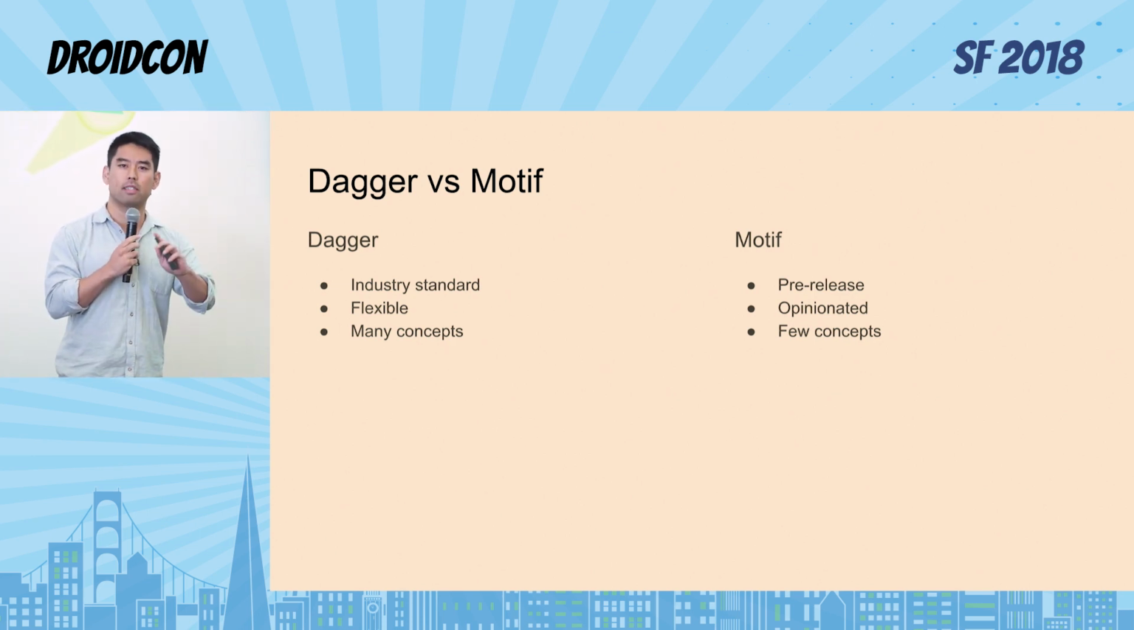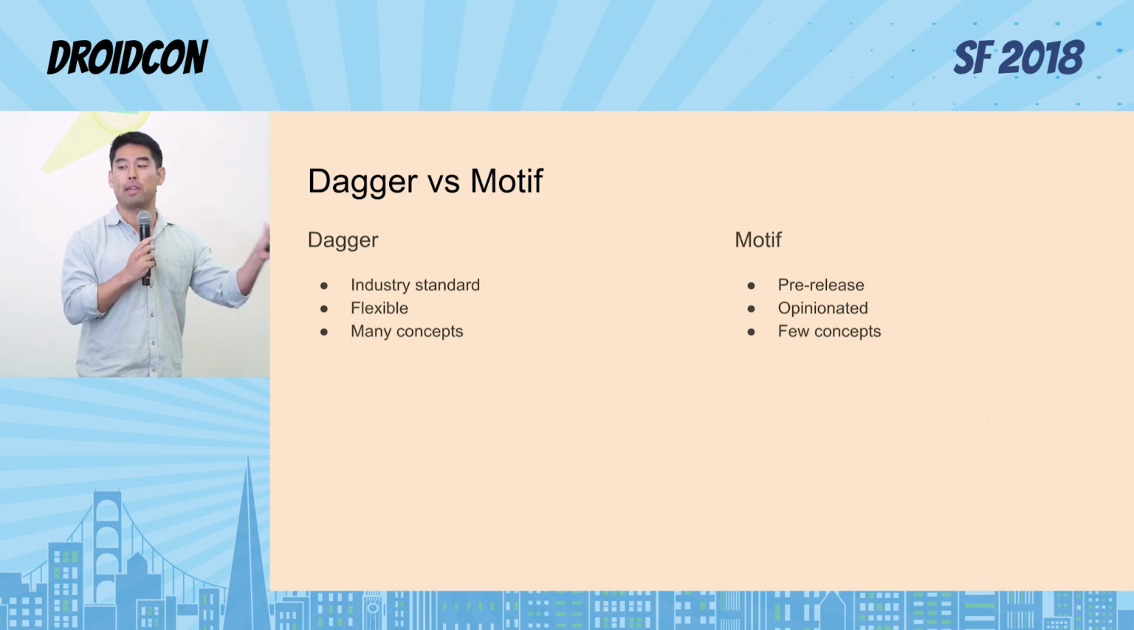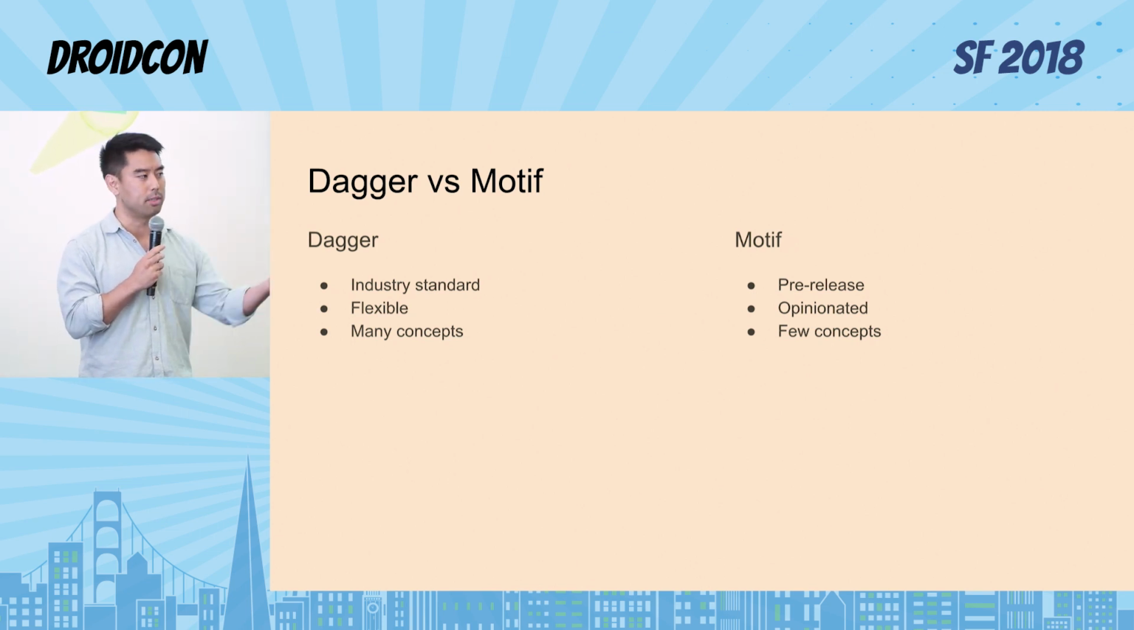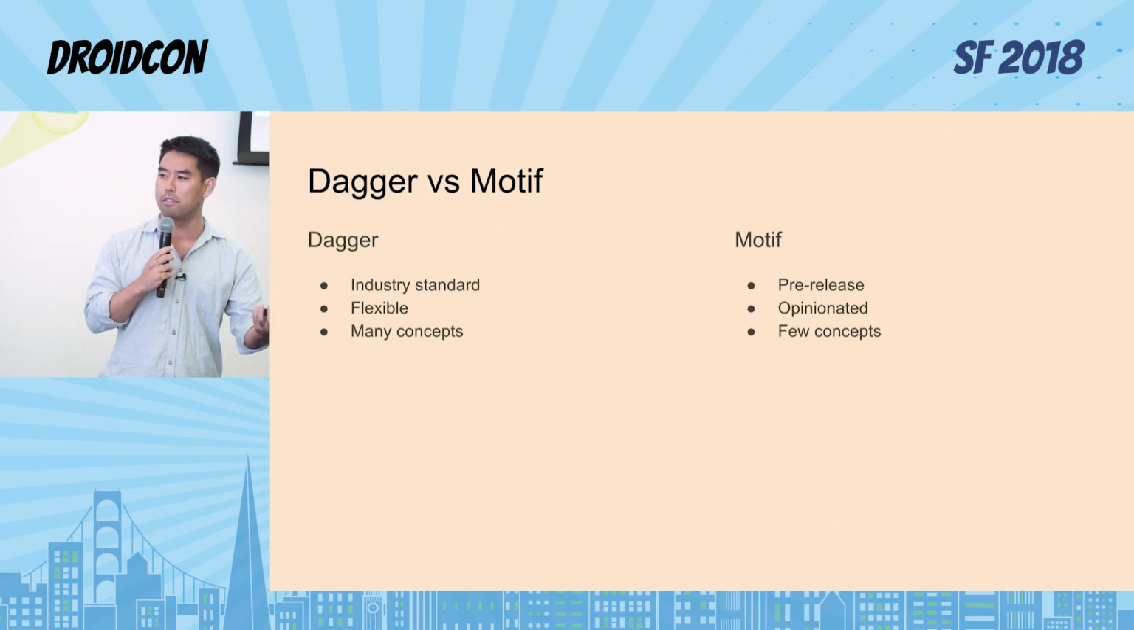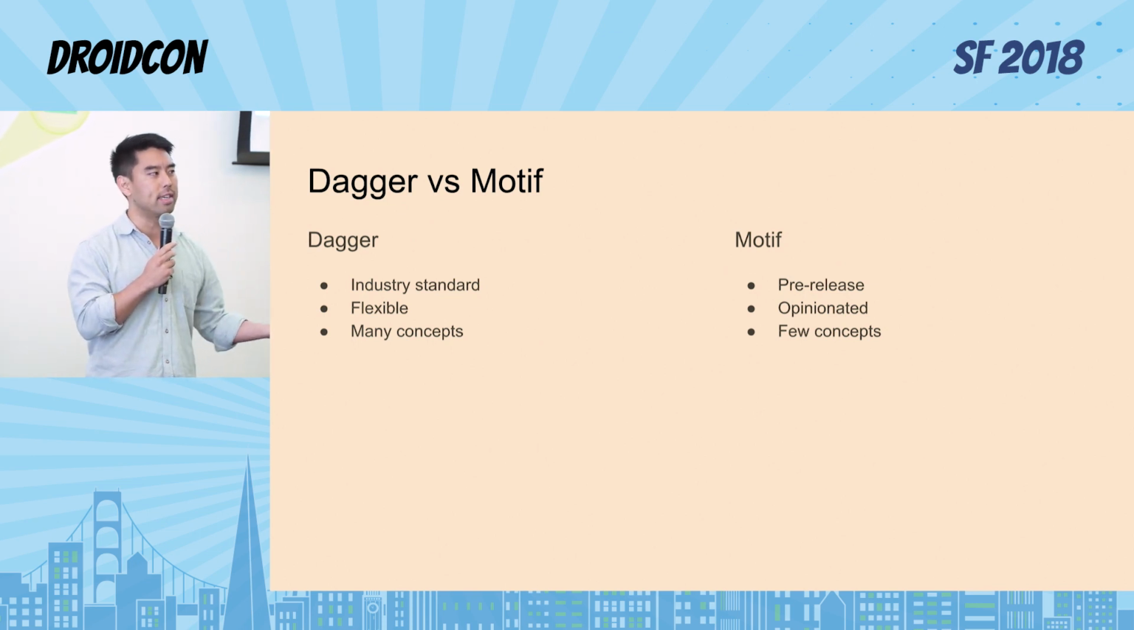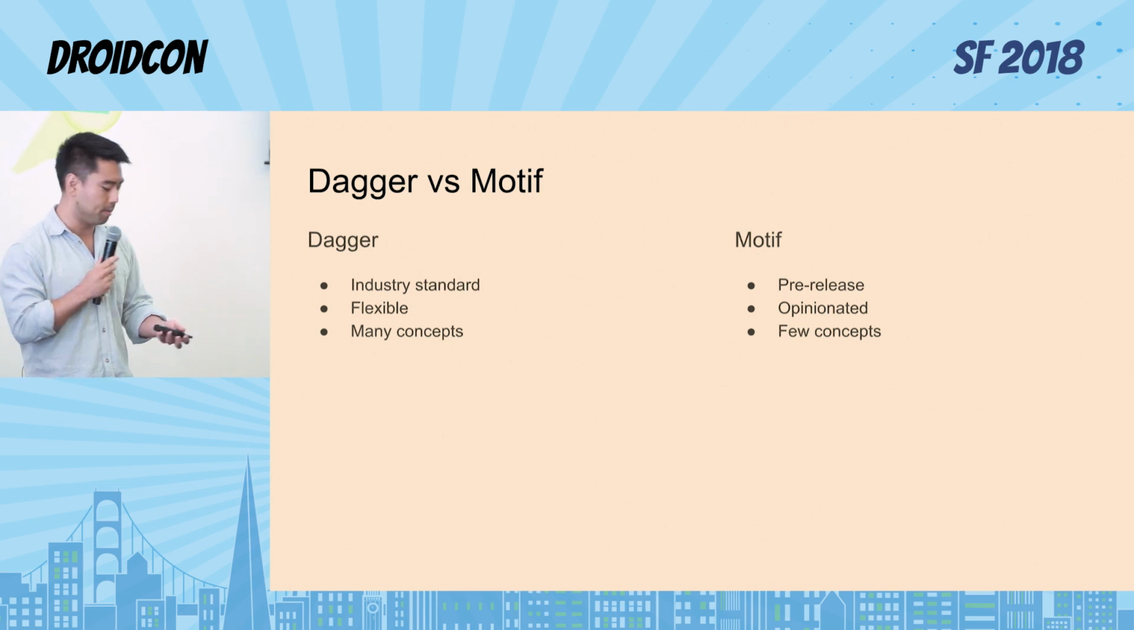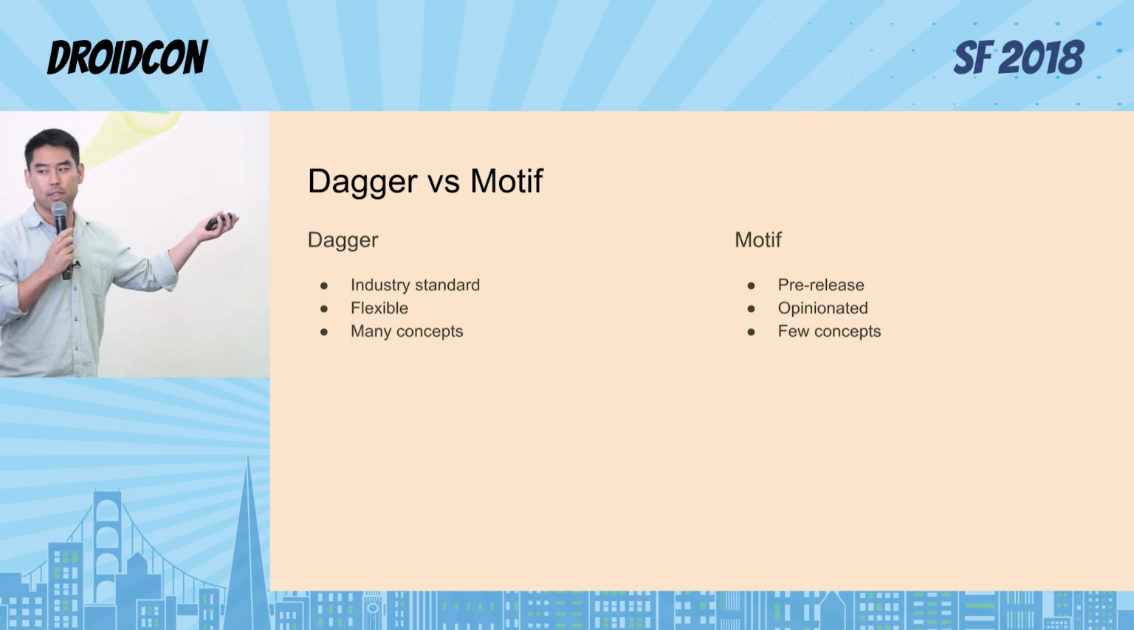But with that said, let's take a look at the Dagger and Motif APIs and some of the high-level concepts to keep in mind as we go through this presentation and as you consider whether or not Motif is the right choice for you in your applications. So let's take a look at Dagger first.